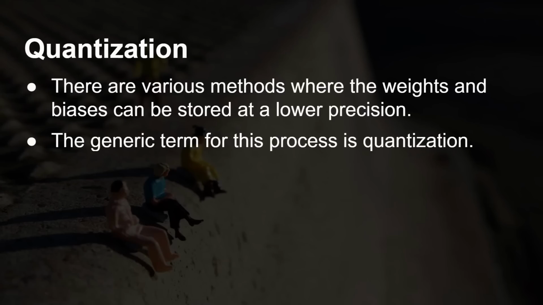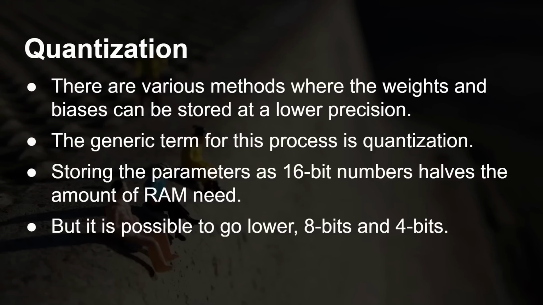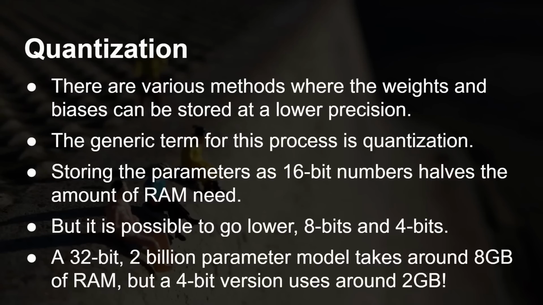Now, the generic term for reducing down the precision is called quantization. Storing parameters as 16-bit numbers rather than 32-bit numbers halves the amount of RAM that you need. But it's possible to go even lower, 8 bits or even 4 bits. Now, a 32-bit 2 billion parameter model takes 8 gigabytes of RAM. But a 4-bit version of the very same model can fit into 2 gigabytes of RAM. So that's obviously a huge saving on the amount of RAM. So the question we're going to be looking at today is what happens when you take a 2 billion parameter model and shrink it down to 2 gigabytes rather than its full 8 gigabytes?